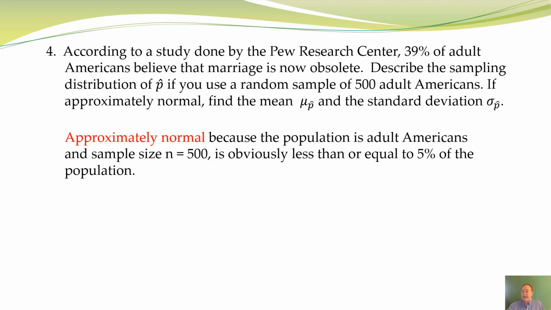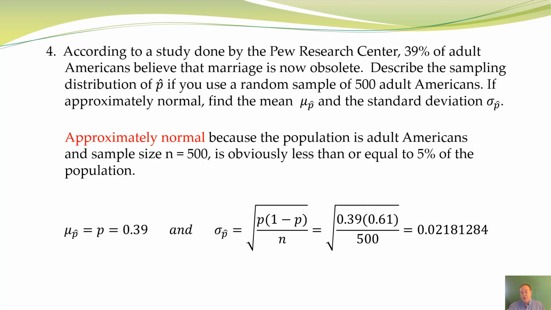Now let's just think about this. Obviously, is 500 less than 5% of the adult population? I believe so. This is one where you can just use common sense to know that it's approximately normal because the sample size is definitely less than 5% of the population. So mu of p hat is equal to p, 0.39 in this case, because it was 39% of the Americans who believe. So sigma of p hat is going to be the square root of 0.39 times 0.61 divided by 500, which is 0.02181284.